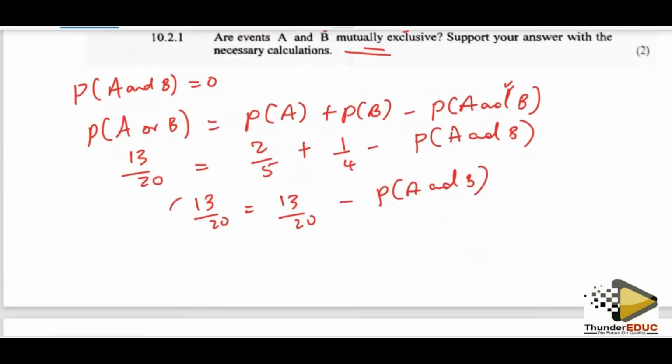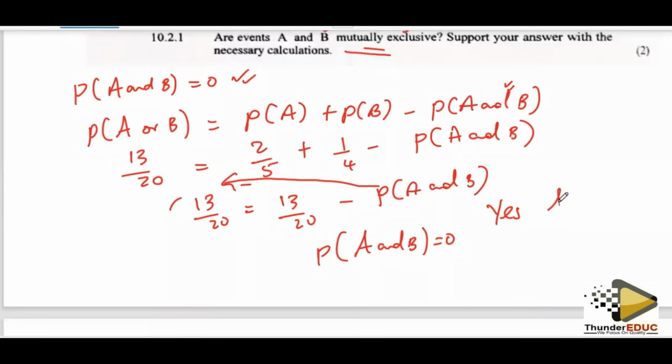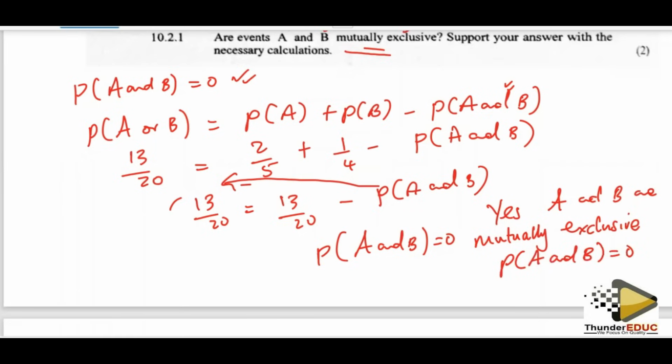So if I transpose this, move it that side, and this move it that side, which means the probability of A and B is going to be 0. Okay? And we said for as long as it is 0, then they are mutually exclusive. So the answer is yes. A and B are mutually exclusive. The reason? The probability of A and B is 0. Okay.